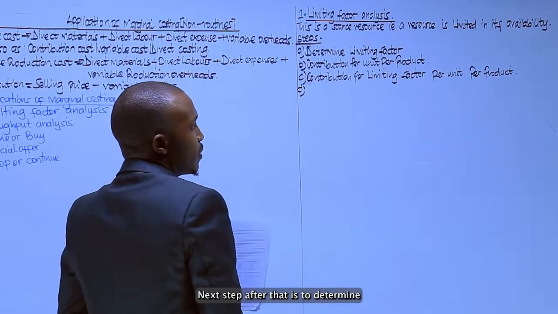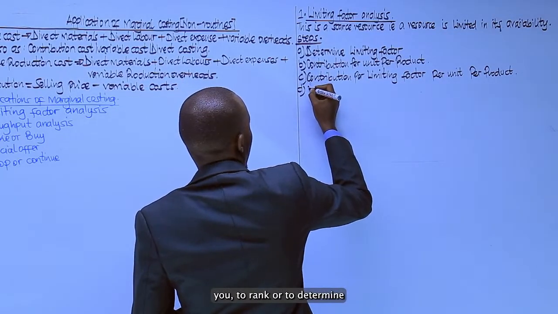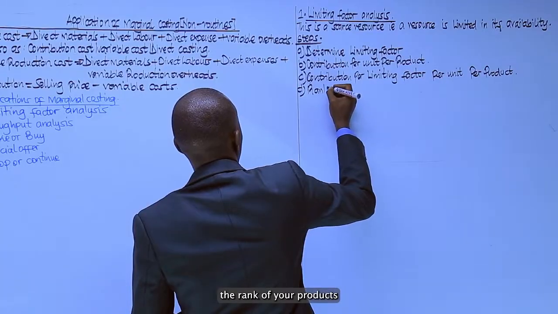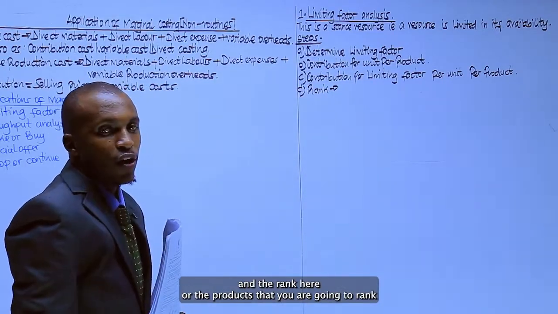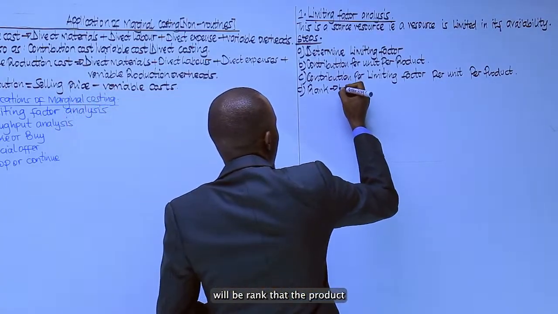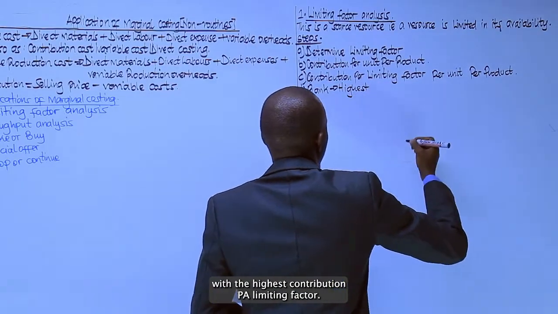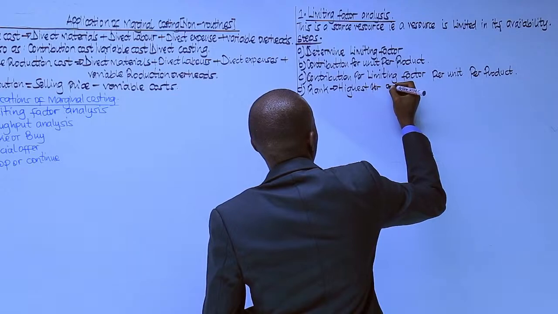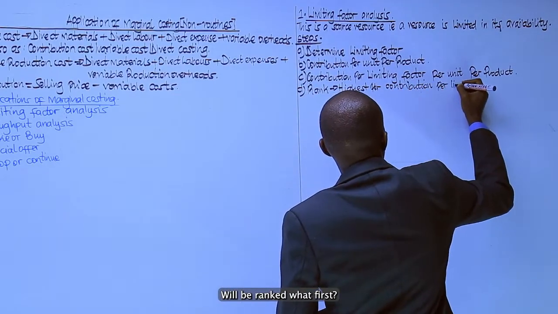Next step after that is to determine the rank of your products. The products will be ranked such that the product with the highest contribution per limiting factor will be ranked first.